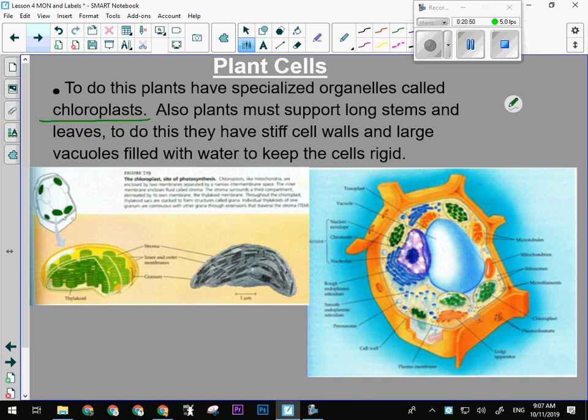Okay, so named because it's full of chlorophyll. That's where the chlorophyll can be found within the plant cell, within these thylakoids here, these small stack-like things. That's where the bulk of the photosynthesis and the photosynthetic pigments are stored.